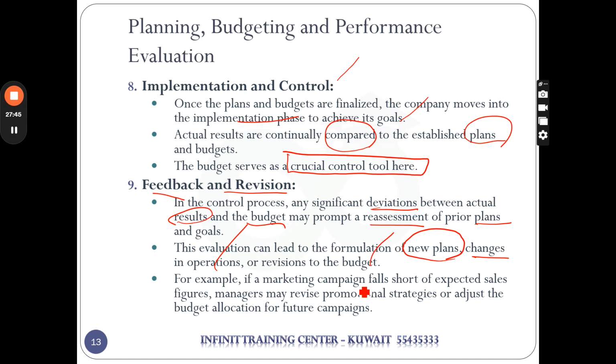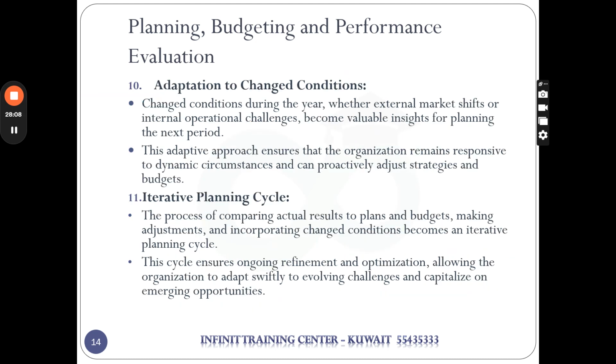We have an example. If marketing campaigns fall short of expected sales, then managers may revise promotional strategies. The sales are not enough, so you have to revise your promotional strategies or adjust the budget allocation for the future campaigns. Now, adaptation to changed conditions.